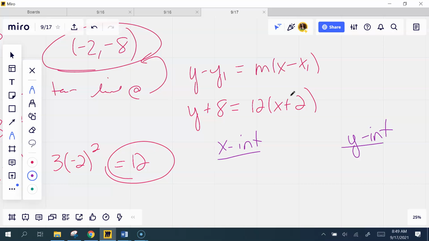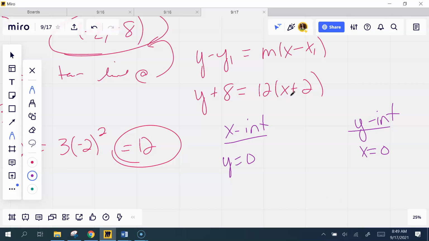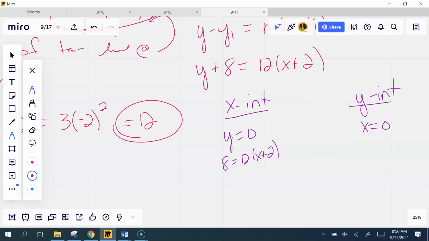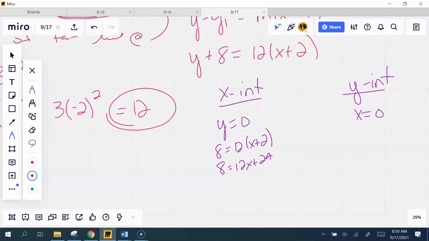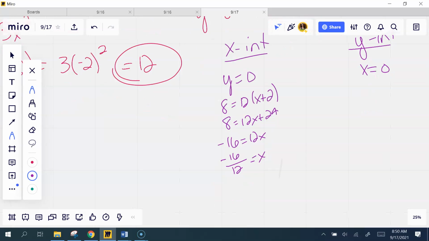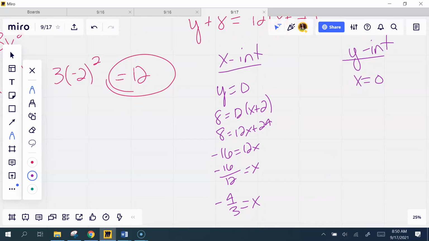What happens at x-intercepts? What happens at y-intercepts? So I'm going to take this equation. So 8 equals 12 times x plus 2. If you want to divide first, or if you want to distribute and then solve, it doesn't really matter. Subtract 24. What's 8 minus 24? 16. Divide by 12. That's the x-intercept.